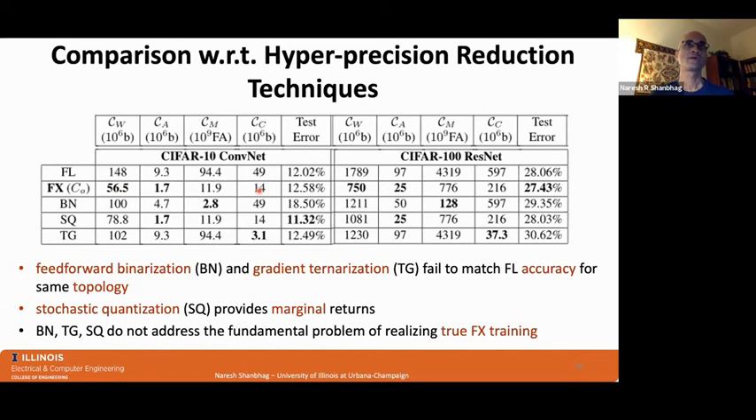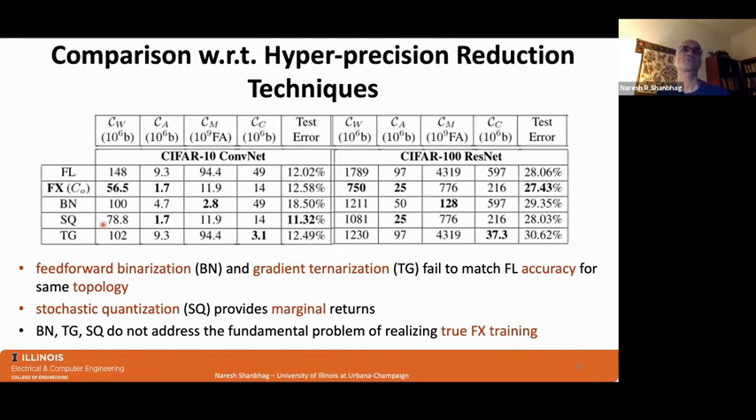And so, for binarization and ternarization, these are very aggressive techniques for reducing precision. You typically have a loss in accuracy, which is hard to overcome. And these binarized networks are many times trained with full precision backprop. Whereas FX, the one that I'm talking about, is fixed point in both the forward and the backward path. All right, so that was my second topic.